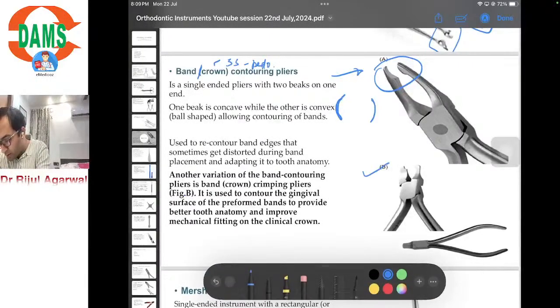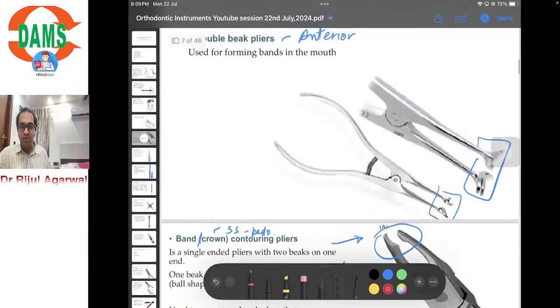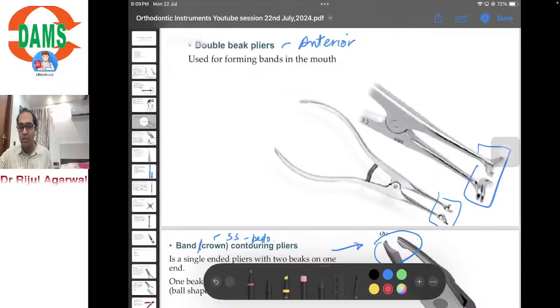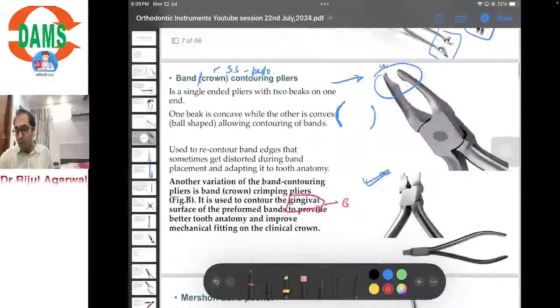The next one, the second image shown here, is the band crimping plier. So where do we do crimping? Crimping is required in the gingival portion. When we need adaptation on the gingival surface for proper fitting of the crown or band, we use this crimping plier. So earlier was the pinching plier. Pinching was for the proper dimensions. Contouring and crimping are for adaptation. This is for gingival adaptation.